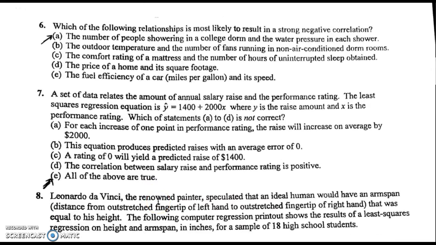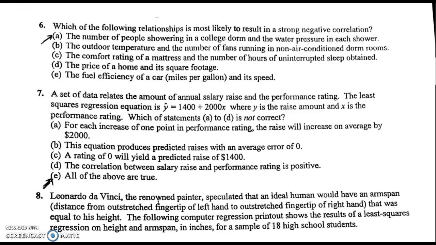Question 6. Which of the following relationships is most likely to result in a strong negative correlation? So that means as the first thing increases, the second thing decreases. A, the number of people showering in a college dorm and the water pressure in each shower. If more people shower, more people use water, there's going to be less pressure for each of those showers. That's why it's A. If we just go through the others quickly, for B, the outdoor temperature and the number of fans. If the temperature goes up, you're going to use more fans, so that's not negative.